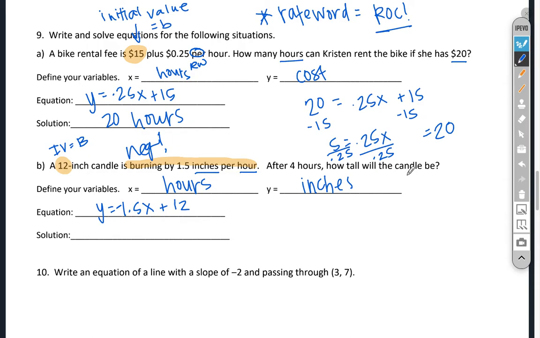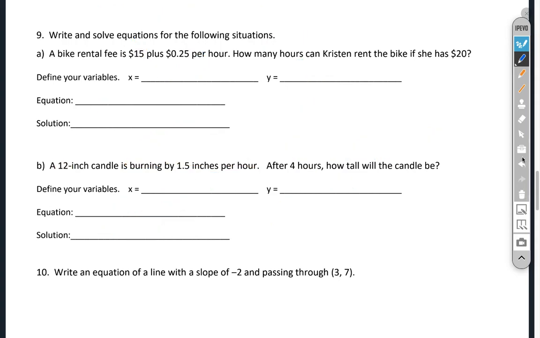Then it says, how tall will the candle be after 4 hours. So 4 hours is our x variable, so we're going to plug in for x. So we would have negative 1.5 times 4 plus 12. And when you work this out, you would get y equals 6. So our solution, make sure you're writing this in the proper units. It's going to be 6 inches because it wants to know how tall will it be, and that's its height is given in inches, okay?